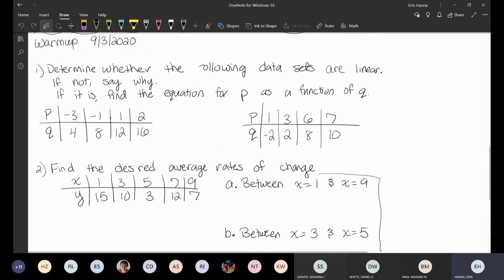So, where are we? Determine if the following are linear data sets or not. If not, say why. If it is, find the equation for P as a function of Q. The way I do it is to find your change in X's and changes in Y's. So our X's, or our P values here, are changing by 4, 2, and 1. And then 4, 4, and 4. But 4 over 4 is not the same as 4 over 2, is not the same as 4 over 1. So this would be not linear.